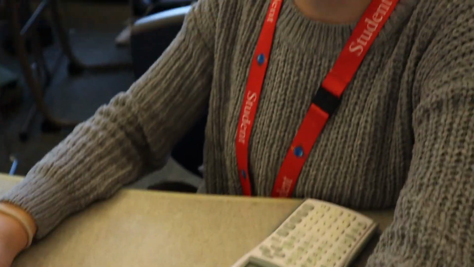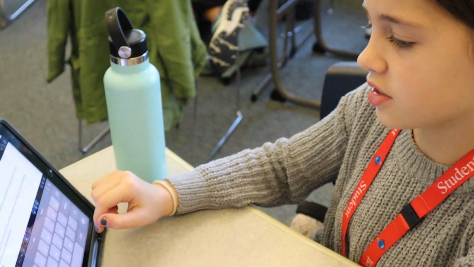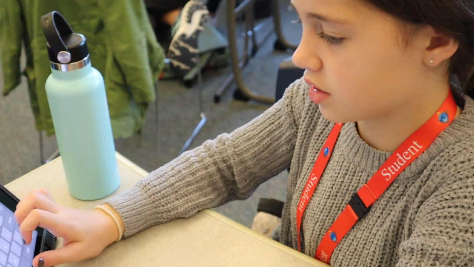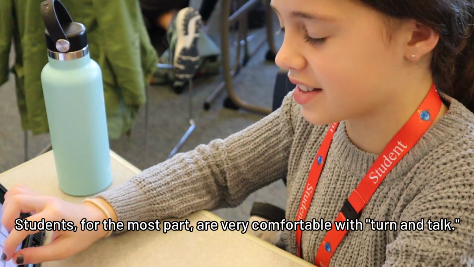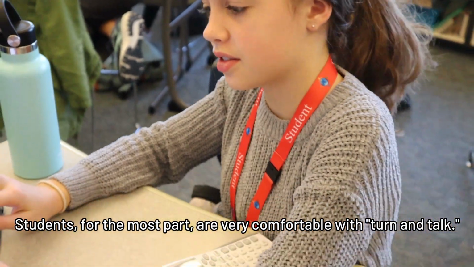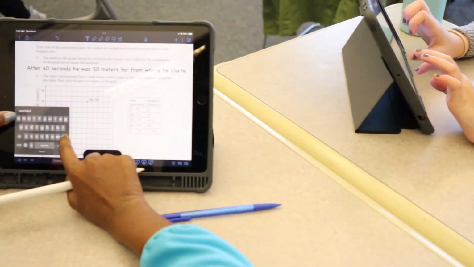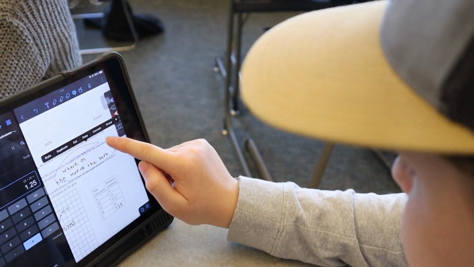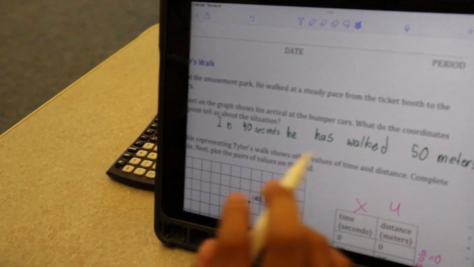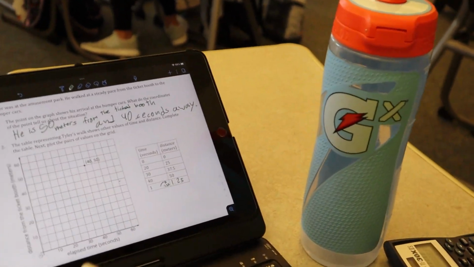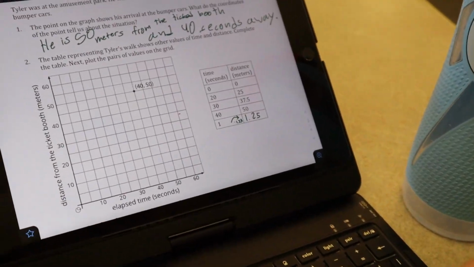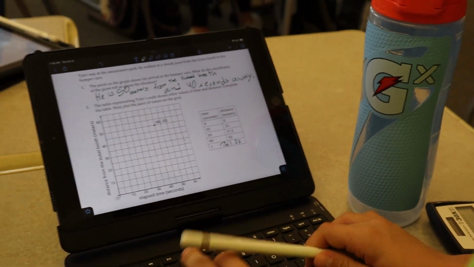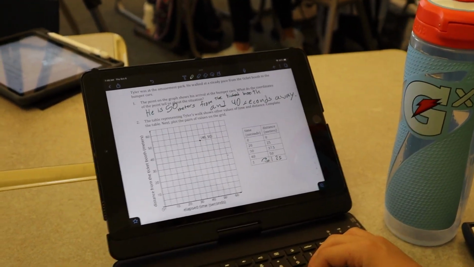Go ahead. Had arrived at the bumper cars. Can you repeat that? What did it say? After 40 seconds, he had arrived at the bumper cars. Does everyone agree? Yeah, I do. In 40 seconds he has walked 50 meters. Do you agree? Yeah, but I put he is 50 meters from the ticket booth and 40 seconds away. Are those saying the same thing, but a little bit different? Yep, that's great.